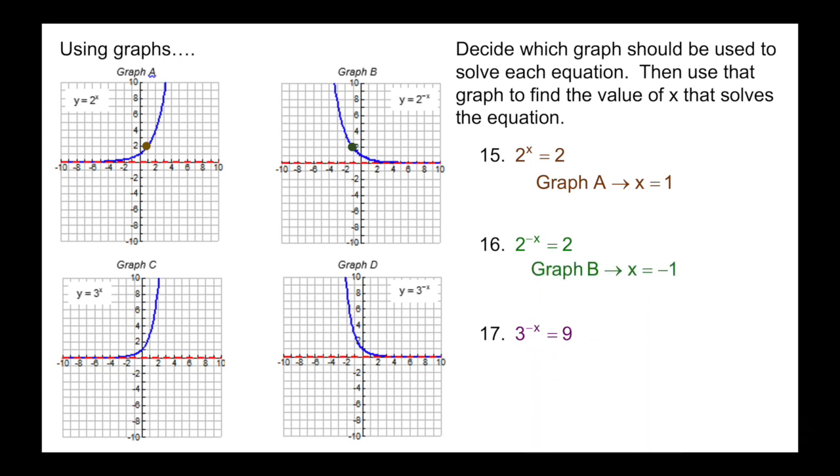So now if I check this one, I've got 2 to the negative first, which is 2 to the first. It does equal 2, so I can be confident with that answer. For 17, I've got 3 to the negative x. That is going to match up with graph D.